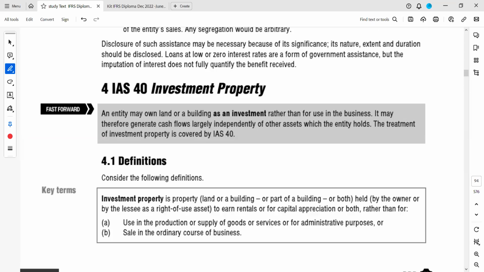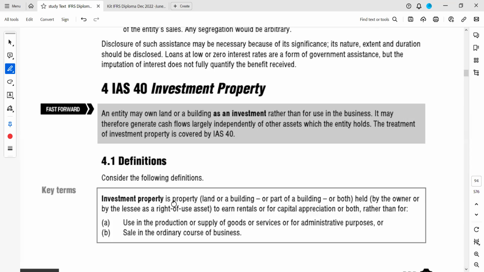So in this lecture, we'll be discussing IAS 40 investment property. And we have to distinguish this IAS from IAS 16 as well, which is property, plant and equipment. So here what we are discussing is investment properties. First of all, what is the definition of investment property?